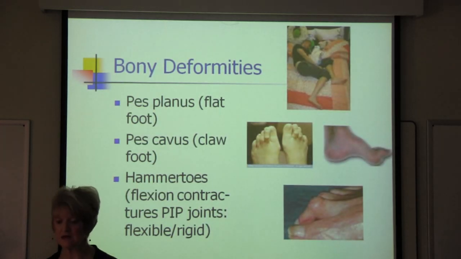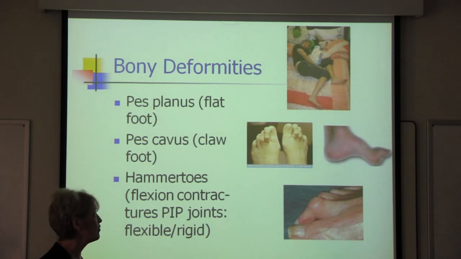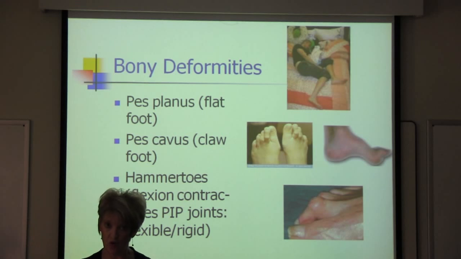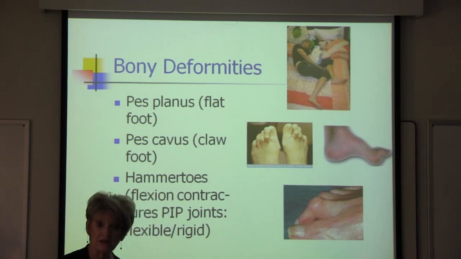Bony deformities, go over these pretty quickly. They usually ask several of these terms on the exam. Pes planus is flat foot. Now I want to differentiate between flat foot and excessive pronation. If you have a patient with excessive pronation when they're standing or walking, the medial aspect of their foot is in contact with the floor and the arch is gone. But at rest, you can clearly see the arch.